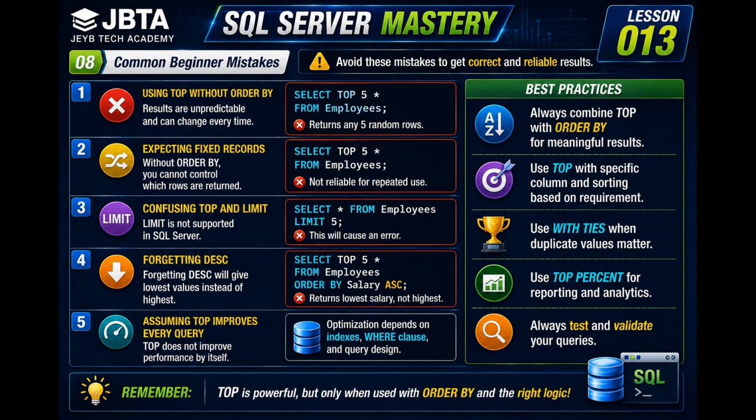Another common mistake is forgetting to choose the correct sorting direction. For example, if you want the highest salaries but sort the data in ascending order, SQL Server will return the lowest salaries instead. Always make sure the sorting direction matches your business requirement. Some beginners also confuse the top clause with filtering. The where clause decides which rows should be included. The top clause decides how many of those rows should be returned. These two clauses work together, but they serve different purposes.